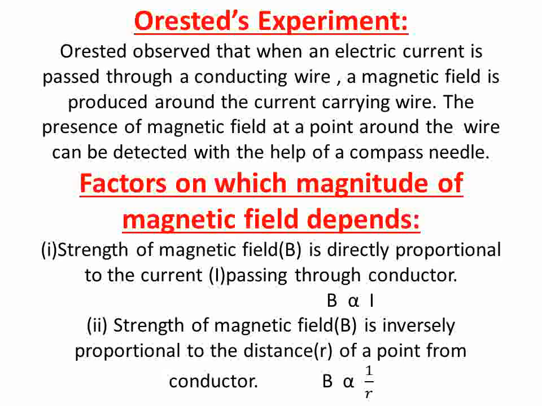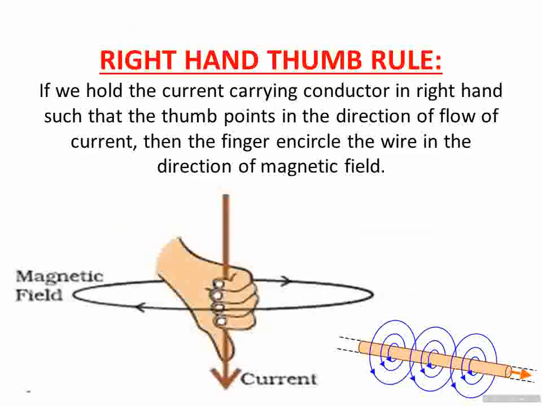Factors on which the magnitude of the magnetic field depends. Number 1: the strength of the magnetic field is directly proportional to the current passing through the conductor, that is, B, the magnetic field strength, is directly proportional to the current I. Second, the strength of the magnetic field is inversely proportional to the distance r of a point from the conductor. As the distance increases, the magnetic field becomes weaker.